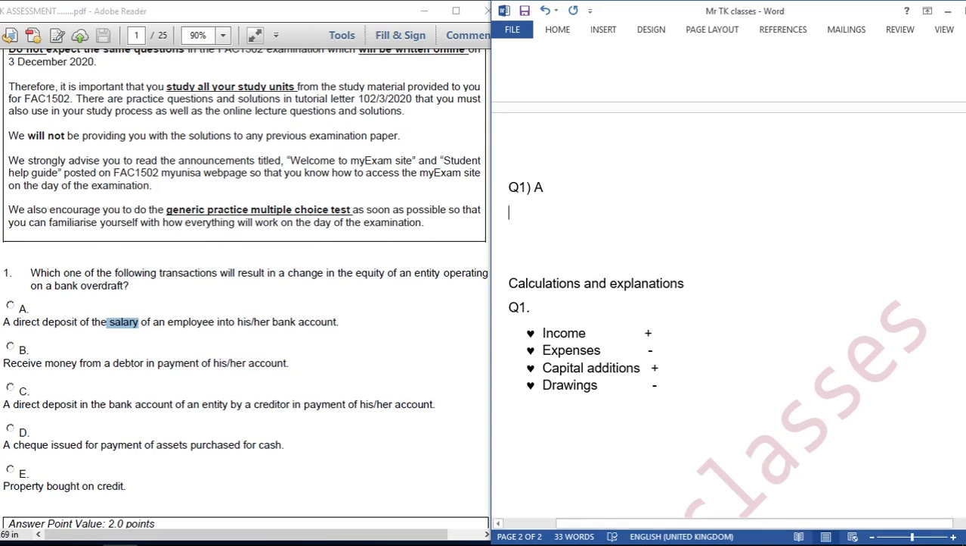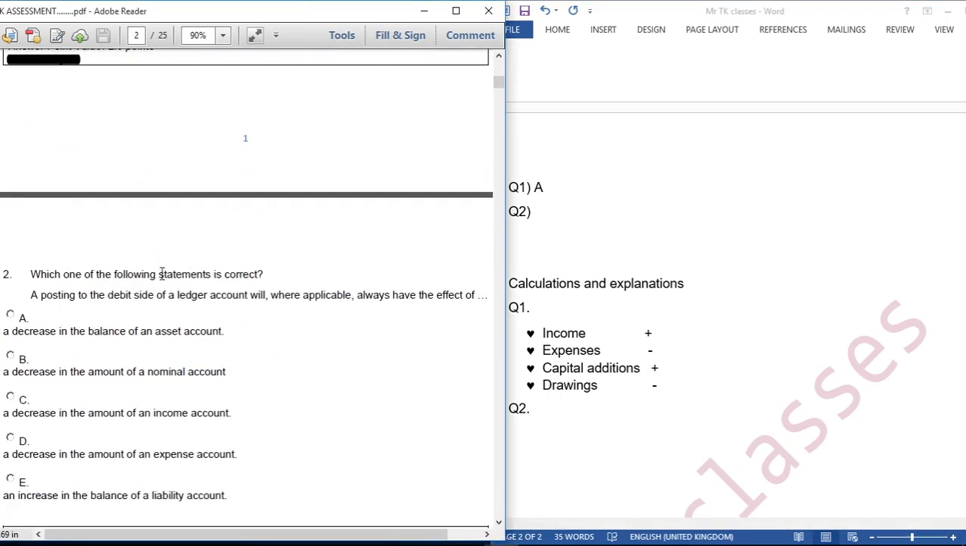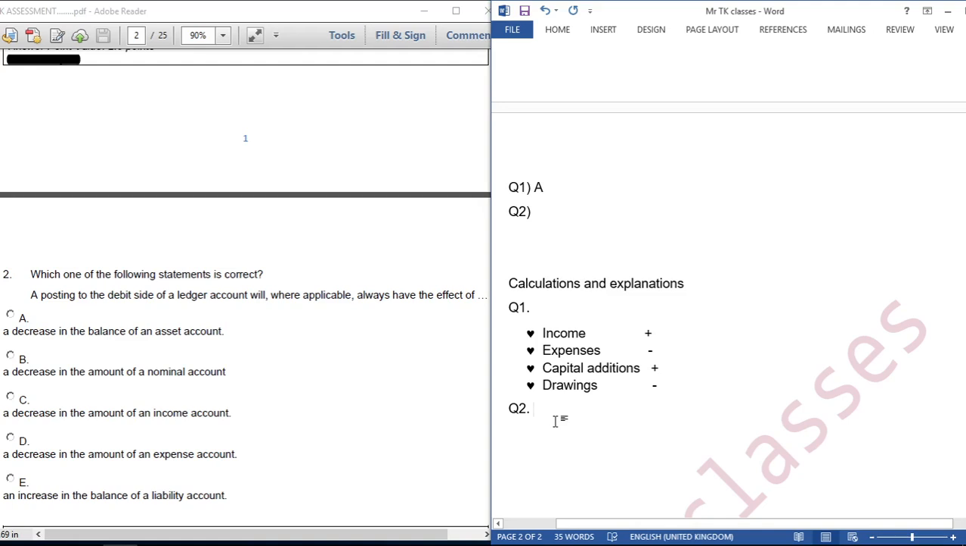We move on to question 2. So what does question 2 say? It says, which one of the following statements is correct? A posting to the debit side of a ledger account will, where applicable, always have the effect of. So for us to be able to interpret this question, we need to know the accounts and their balances.